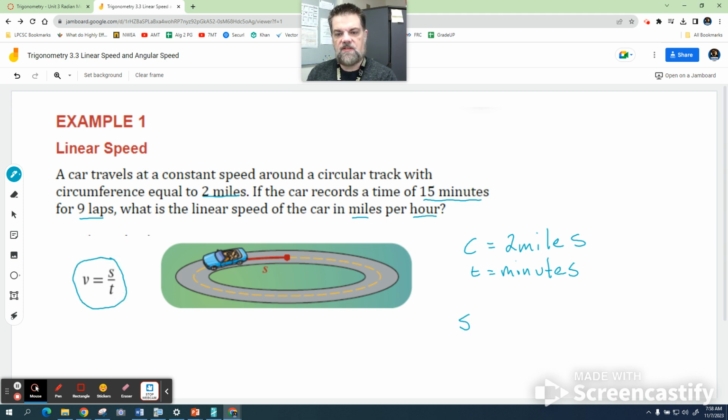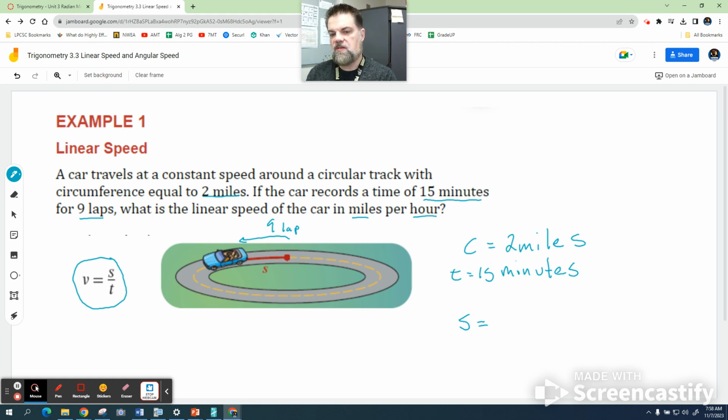I think I know the time, but I need to convert that to hours, right? Oh, I forgot to write the number down. 15 minutes. So S is the arc length, right? So when we think about that, S is how far we go around the circle. Well, we go around the circle for 9 laps. All right, well, each time or 1 lap around equals 2 miles.